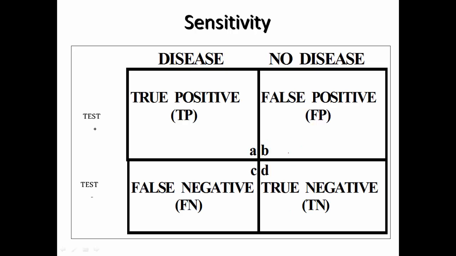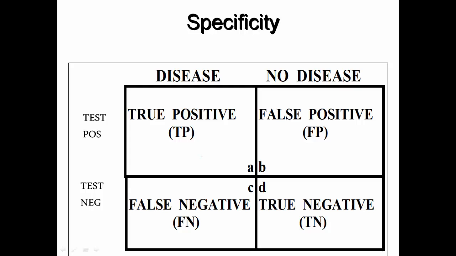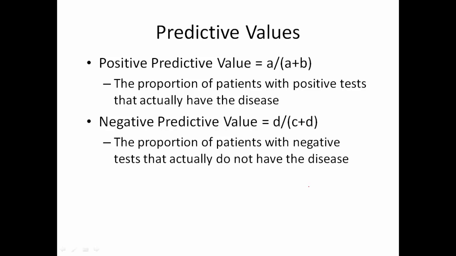So here's the table for sensitivity here. Here's my clever animation. So for sensitivity, you have the true positives in this cell over a combination of the true positives and the false negatives, or A over A plus C. And this gives you the sensitivity. For specificity, it's kind of the opposite. You have D, the true negatives, over all the disease negatives, B plus D. So you can see how that goes.